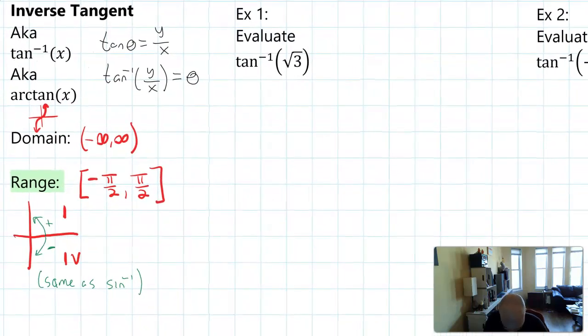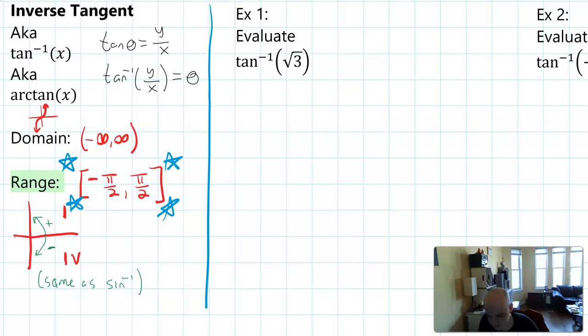So as we solve these out, to choose the correct answer that we want, we're going to look at this particular range for inverse tangent. All right, so hopefully this should be familiar to you. You might even want to pause the video and try these problems ahead of me.